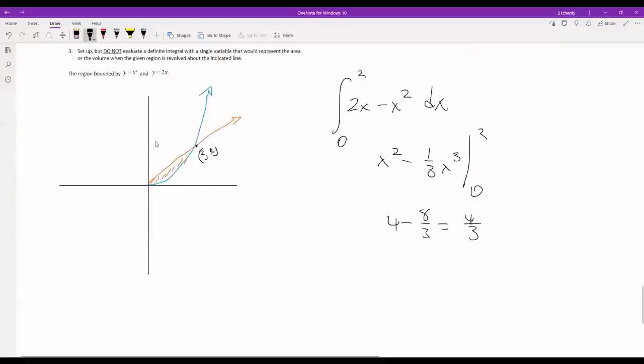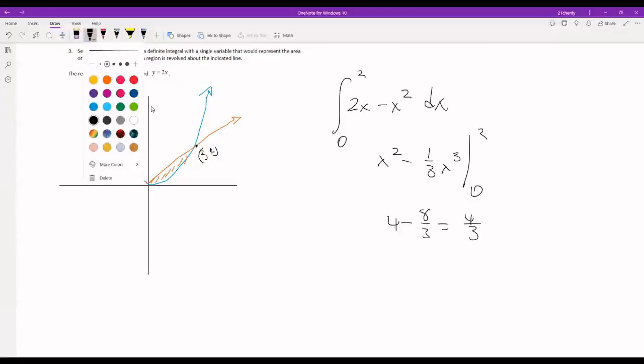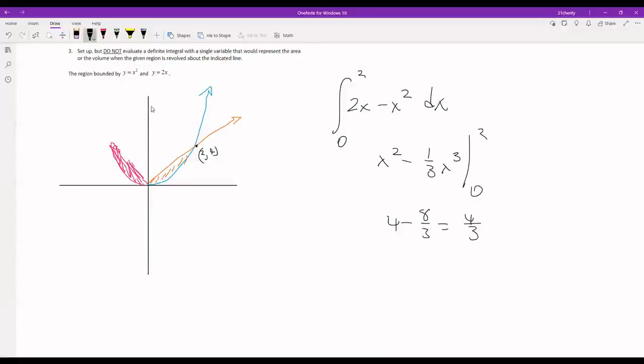3b, the volume if rotated about x equals 0. X equals 0 is this line. Oh no, I cannot draw a line. It's the y-axis. So then it's just this. This is our sort of solid of revolution. Hopefully you can picture that. It's a pretty bad drawing.